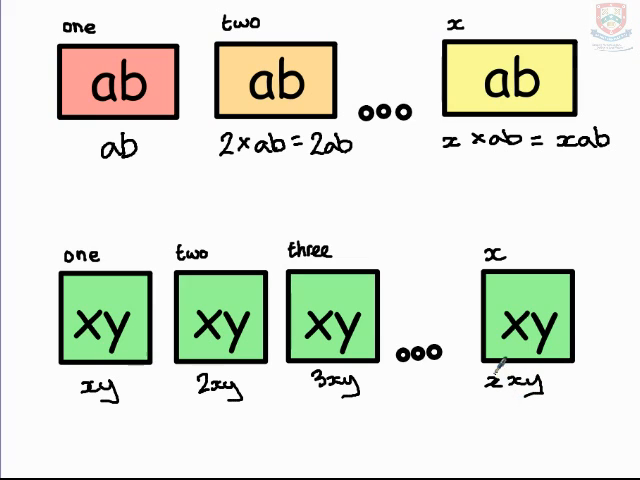We've already seen what happens when you multiply something by itself. x times x becomes x squared. So it becomes x squared y. It doesn't matter if you've got letters in a specific order. If one of those letters has been multiplied by itself, remember that now gains a power.